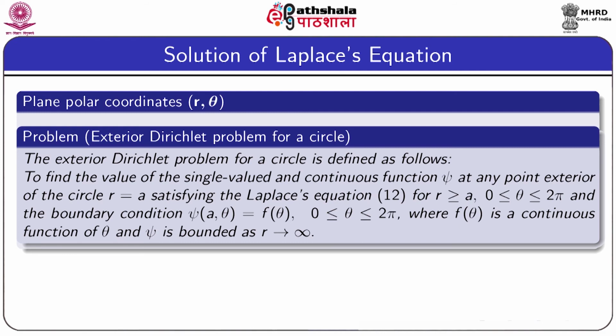Now, I am going to discuss the exterior Dirichlet problem for a circle. The exterior Dirichlet problem for a circle is defined as follows. We have to find the value of the single valued function psi, which is also continuous at any point exterior of the circle r equals a, which satisfies the Laplace equation, which is written in equation number 11 for r greater than or equal to a, 0 less than or equal to theta less than or equal to 2 pi, and psi will satisfy the boundary condition psi(a, theta) equals f(theta), where f(theta) is a continuous function of theta and psi is bounded as r going to infinity.